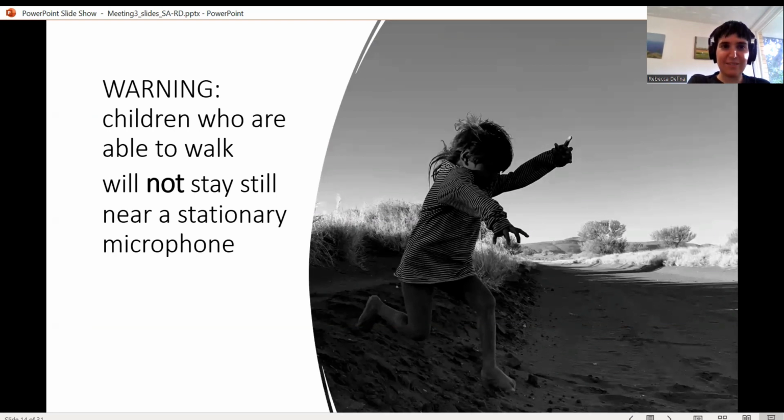So, as I said, children who are able to walk will not stay near a stationary microphone. They're going to be moving, and so your setup needs to be able to cope with mobile children.